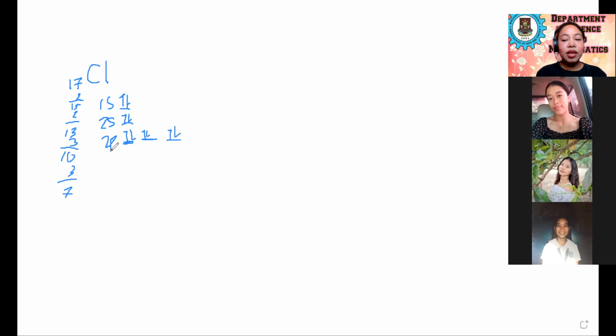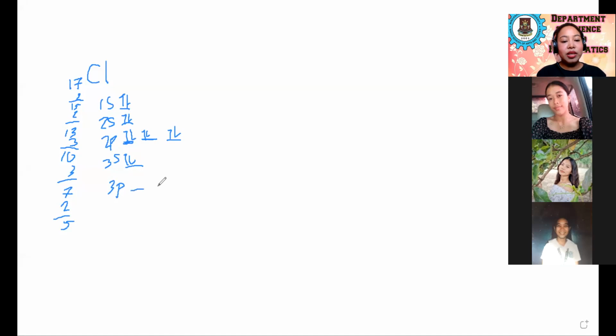Next, what is the next energy level after 2p? We have 3s. 3s, since it is s, has one degenerate orbital. Since we have 7, we can still put two there. So minus 2, we are left with 5. Next to 3s is 3p.